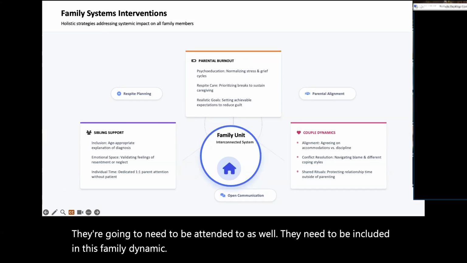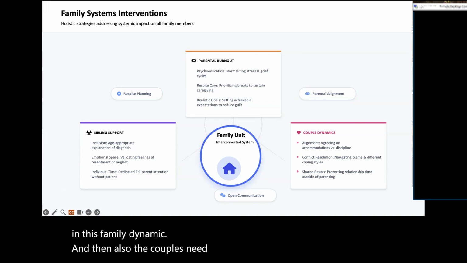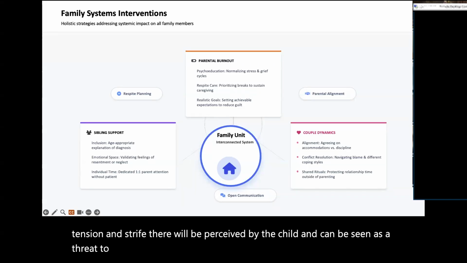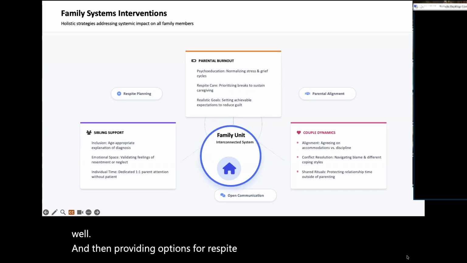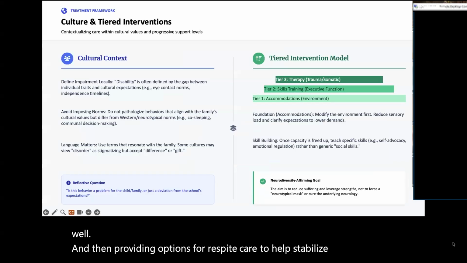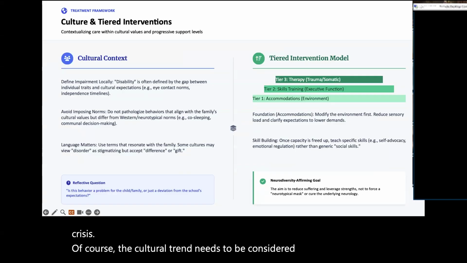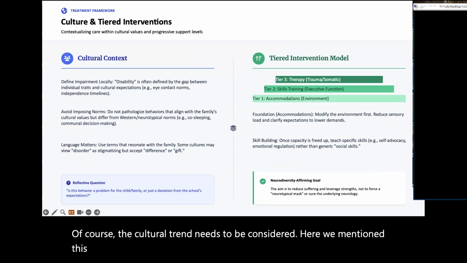And then also the couples need to work on their relationship because any tension and strife there will be perceived by the child and can be seen as a threat to attachment and stability. So that's going to be a major factor as well. And then providing options for respite care to help stabilize a family in crisis. Of course, the cultural trend needs to be considered here. We mentioned this previously with respect to things like eye contact and independence timelines.